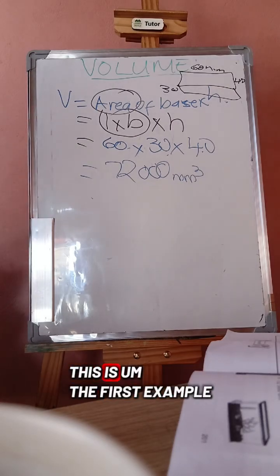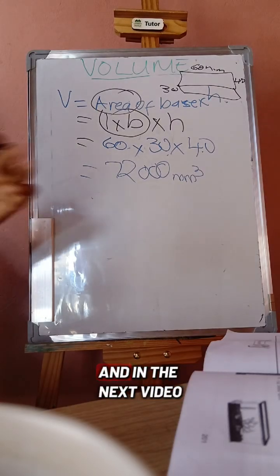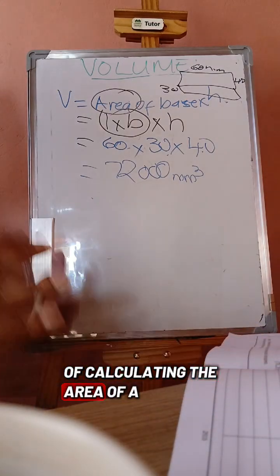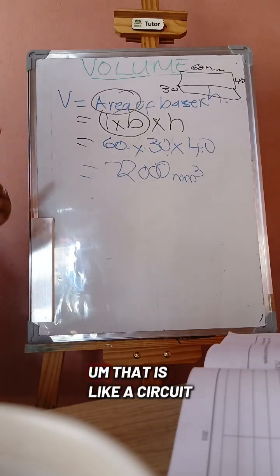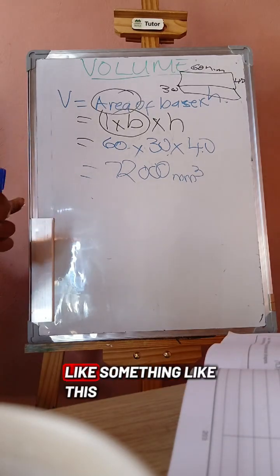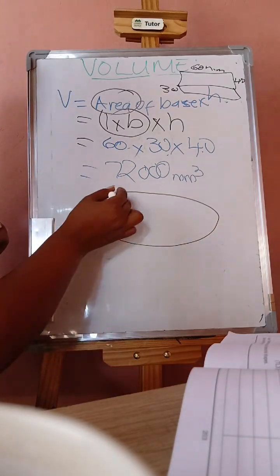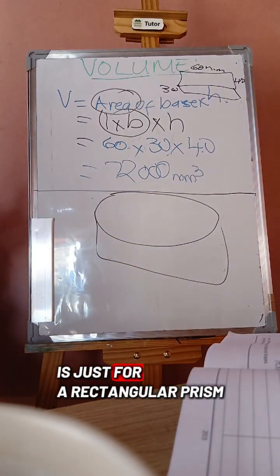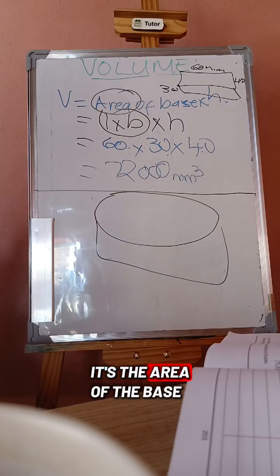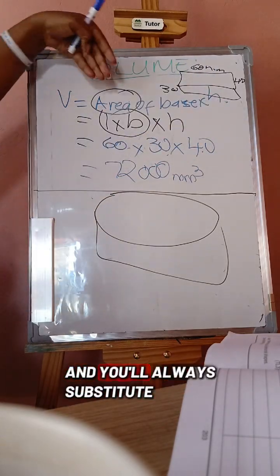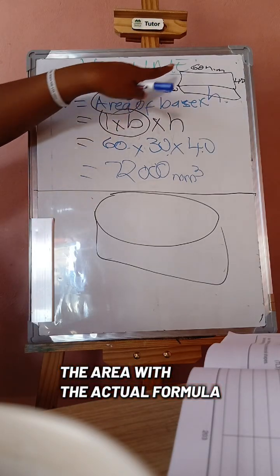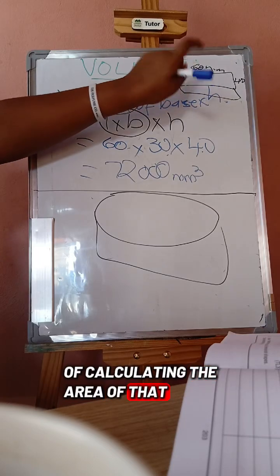Okay, this is the first example, and in the next video we're going to do an example of calculating the volume of a storage container that is like a cylinder, something like this. We'll be calculating that. So this is just for a rectangular prism. It's the area of the base times the height, and you'll always substitute the area with the actual formula for calculating the area of that object.